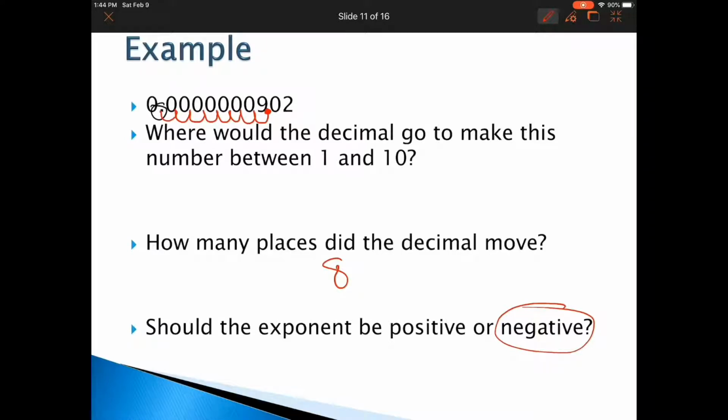So now let's write this out. Our coefficient, now with our moved decimal point, is 9.02. Remember to add your times 10 and then add your exponent. Remember, we said it was going to be negative and we moved our decimal 8 spaces. So we're going to have a negative 8 there.